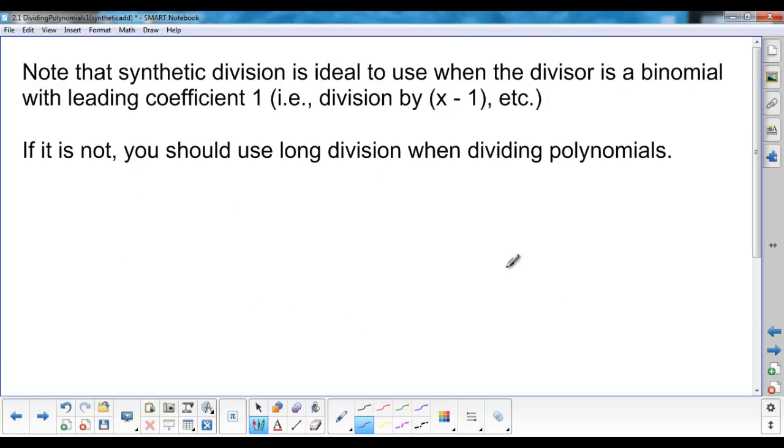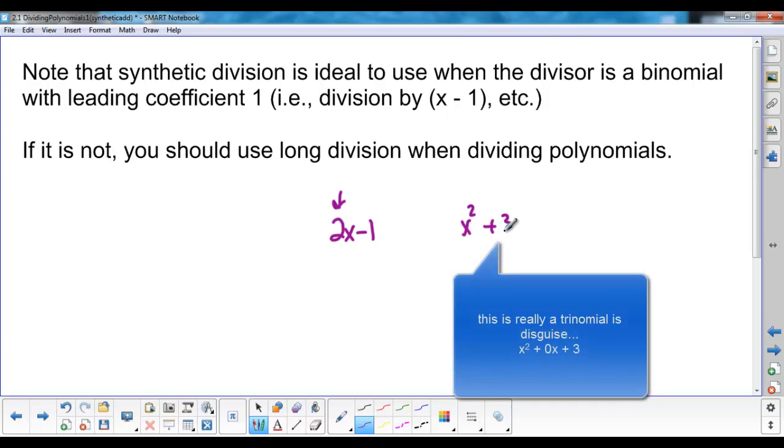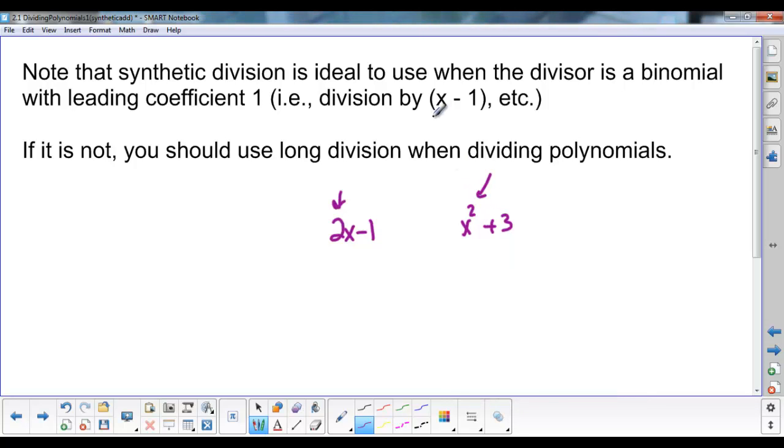Synthetic division is really only ideal to use when your divisor is a binomial and when you have a leading coefficient of 1. So for example, 2x minus 1 would not be an ideal place to use synthetic division because of the 2 here. If our divisor was x squared plus 3, again, would not be ideal because we have the squared term there. So only when you have a binomial and when that binomial has a leading coefficient of 1. Any other time, you should probably use long division.